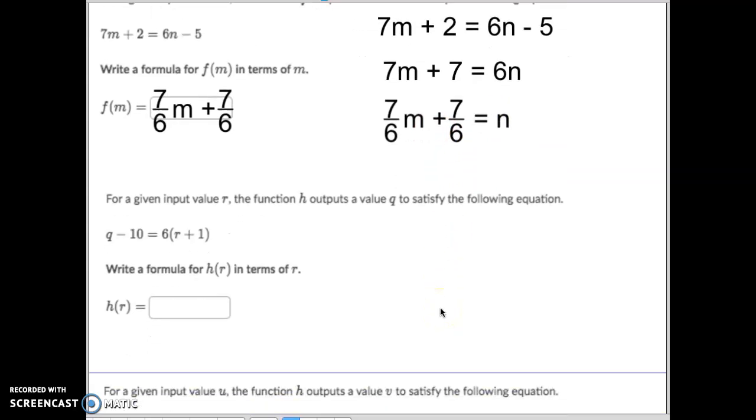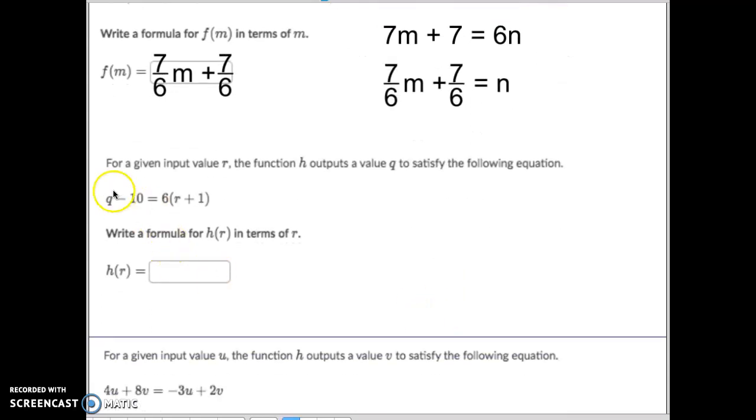Okay, let's do example number 2 right here. This one, they want us to solve in terms of r. Okay, so get this in terms of h of r, which means quite simply all we have to do is solve this in terms of q. Well, if you look at it, the only thing that's happening on the q side is that q is being subtracted by 10. So the opposite of subtract by 10 is simply to add 10.